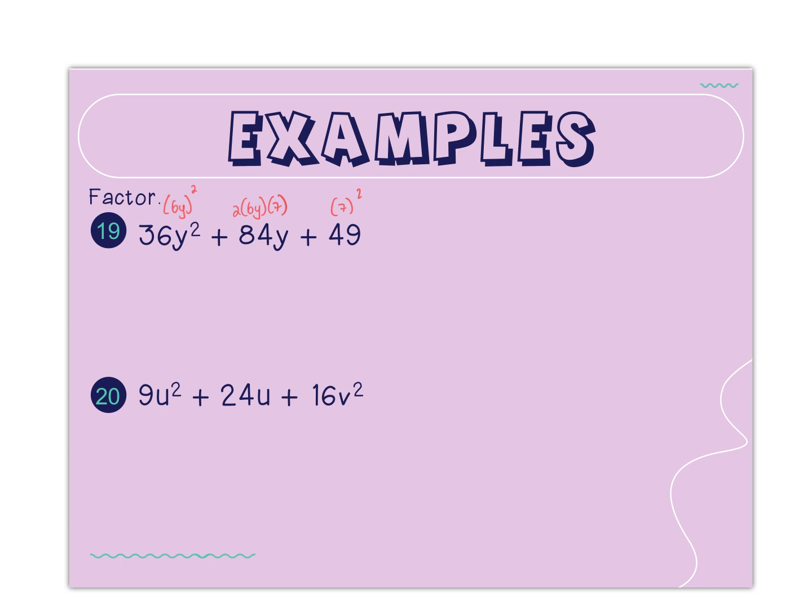And so 6 times 7 is 42. 42 times 2 is 84. And it's 84y. And so this works. So this is going to be an a plus b squared scenario. So a is 6y, b is 7, and it's a plus. And so these are the factors of that trinomial.